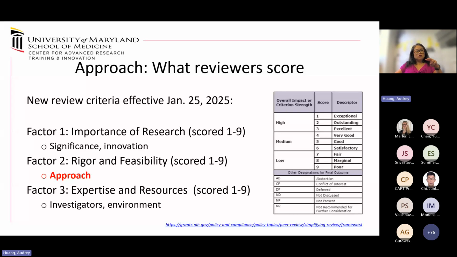So factor 2, your second score that you're getting on your grant, is rigor and feasibility. Is it doable and is it believable? Right? And this all sits in your approach. The first third of your score was about whether it's important and how new it is. This second part is just, is it believable? Is it doable? Okay, so that's the rigor and reproducibility part.